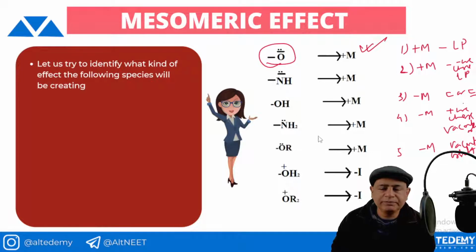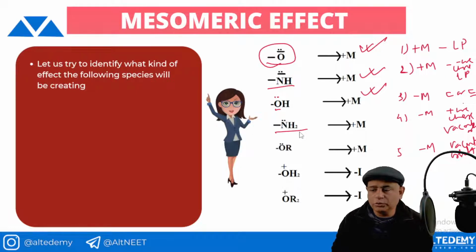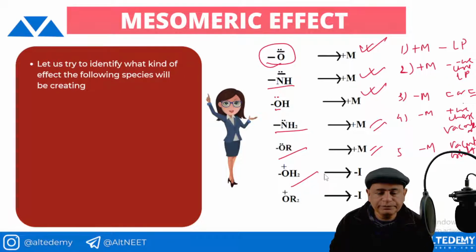This is plus M. Again, the same is the case with NH, plus M. OH, though it has not been shown, you will have to understand it has a lone pair here. Then obviously, if it is having a lone pair, plus M. NH2, sometimes the lone pairs are shown, sometimes they are not shown. It is showing plus M. OR, plus M.